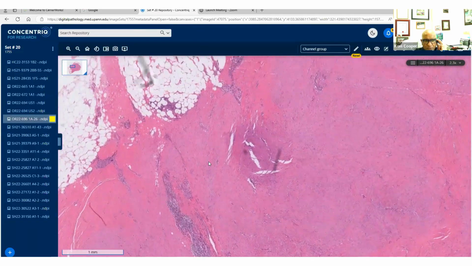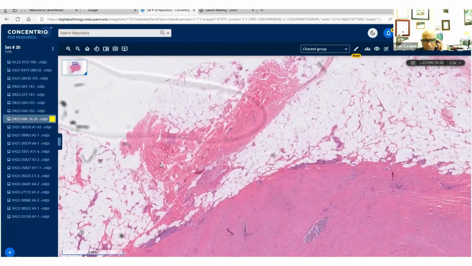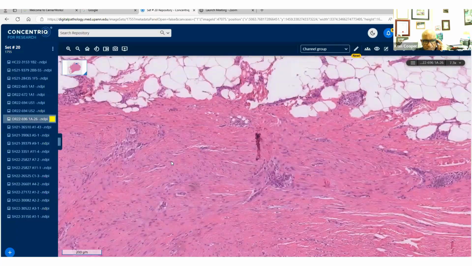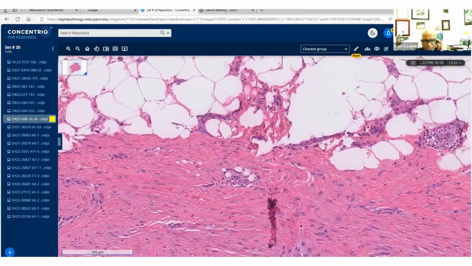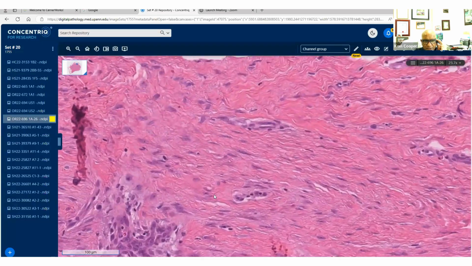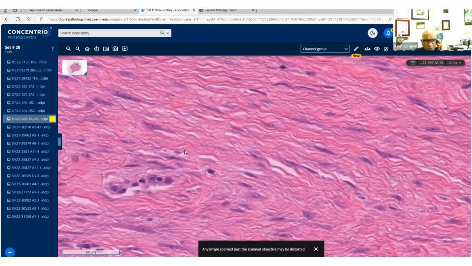I'm going to show you some of the periphery as well. You can see some of these cells right at the edge of the fat invading into the fat cells. Okay, so here's a nice fascicle, spindle cells. Any thoughts?